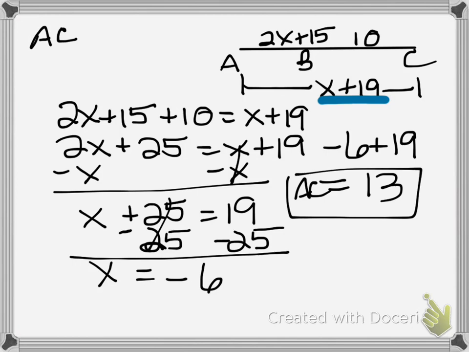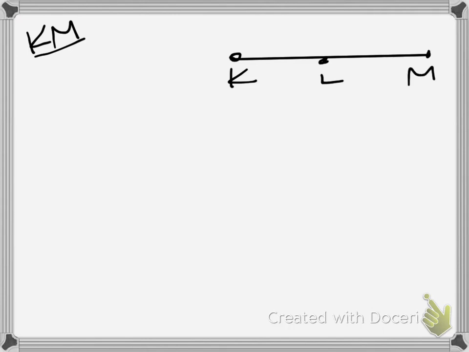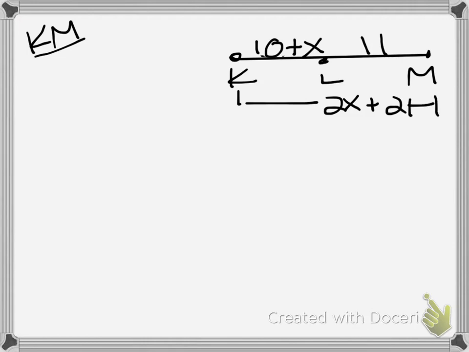Let's look at example 5. For example 5, we need to find KM. So KM is what we're looking for. We have our line segment, K, L, M. KL is given as 10 plus x. LM is given as 11. And our whole thing, KM, is 2x plus 21. And again, we're finding this whole thing, KM.